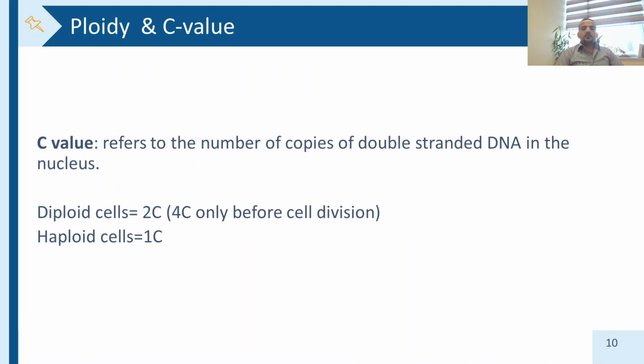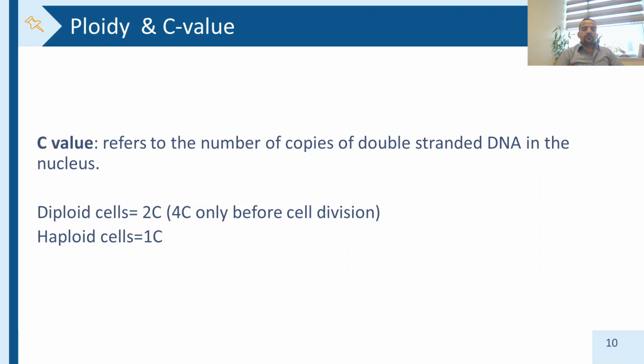المصطلح الثاني هو C value. C value refers to the number of copies of the double-stranded DNA in each nucleus. يعني احنا قلنا بالدبلويد cell we have 2 chromosomes. In each chromosome we have one double-stranded DNA. فبالتالي الدبلويد cell بها 2 copies of the double-stranded DNA. إذن هي 2C. الهابلويد cell we have one chromosome. إذن بها one copy of the double-stranded DNA.